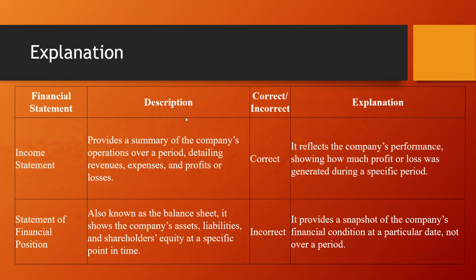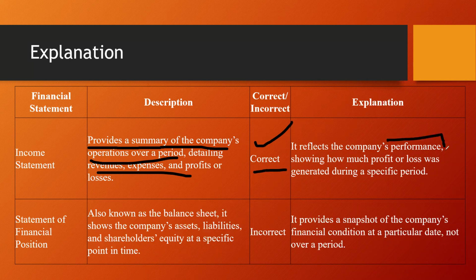Okay. The income statement, you can read it. It provides a summary of the company's operations over a period of time, about the revenue, expenses, profit. This is the correct answer, because it reflects the company's performance and shows how the profit or loss was generated during the specific period. That's important for 12 months.